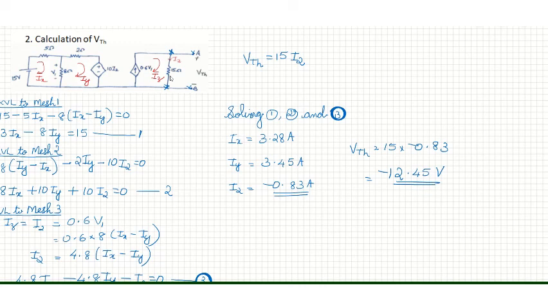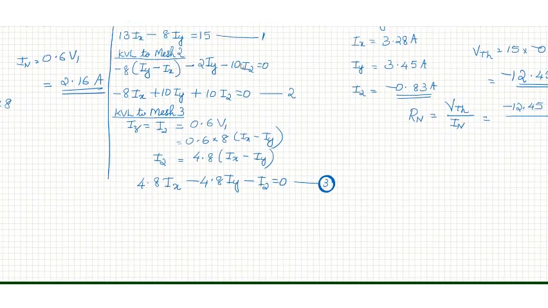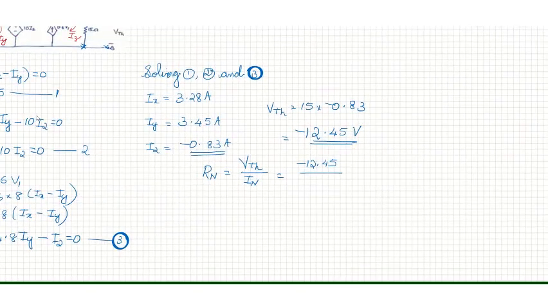Next is the calculation of RN. RN is equal to VTH divided by IN, that is minus 12.45 divided by IN. We already got IN as 2.16. This is equal to minus 5.76.